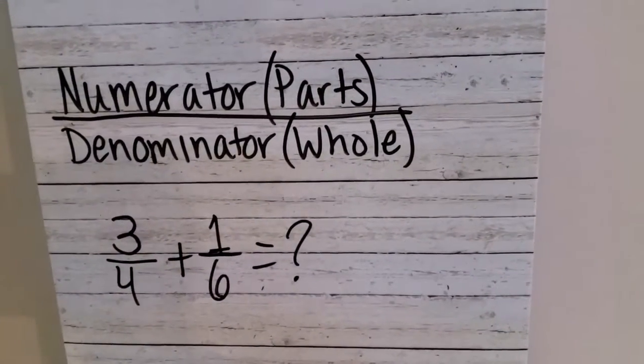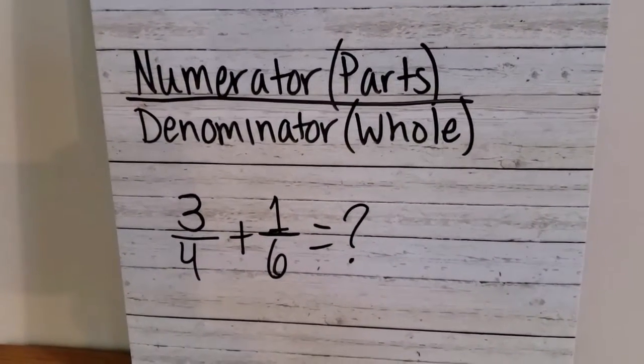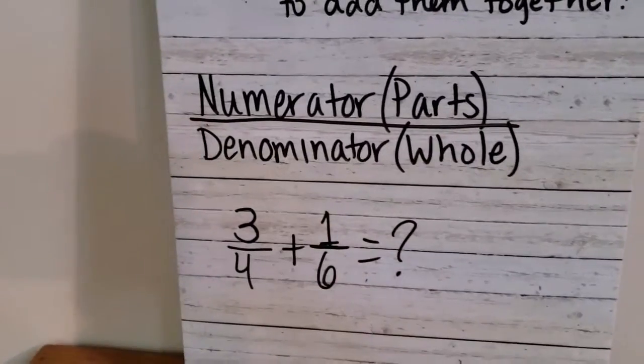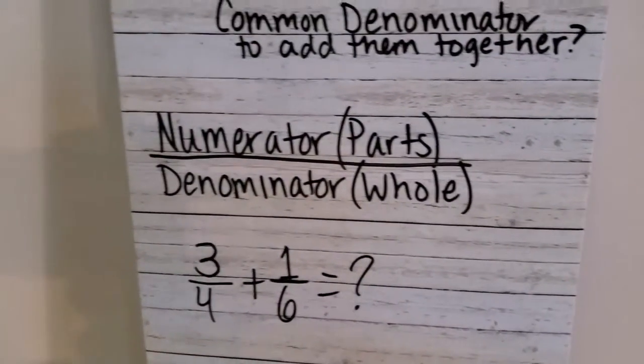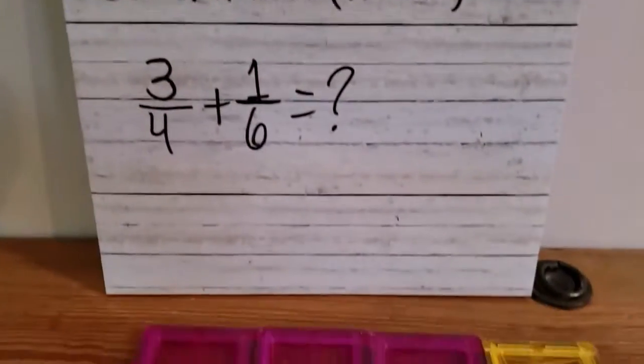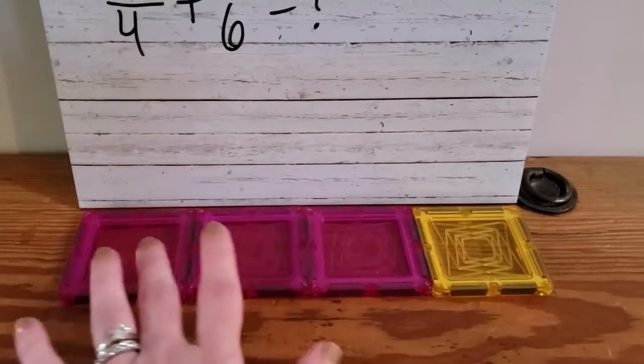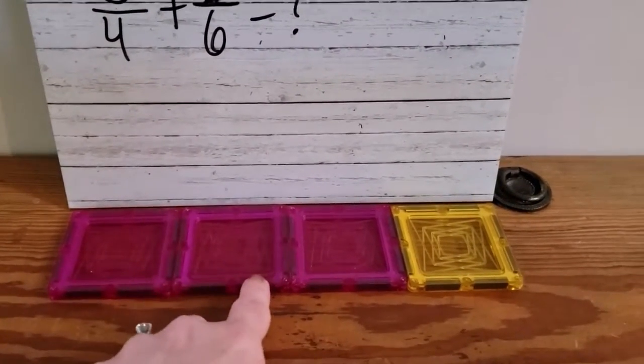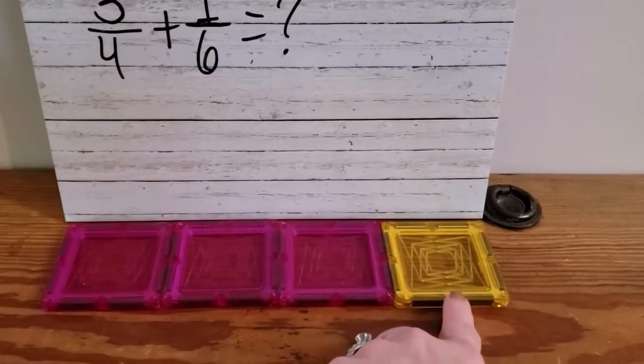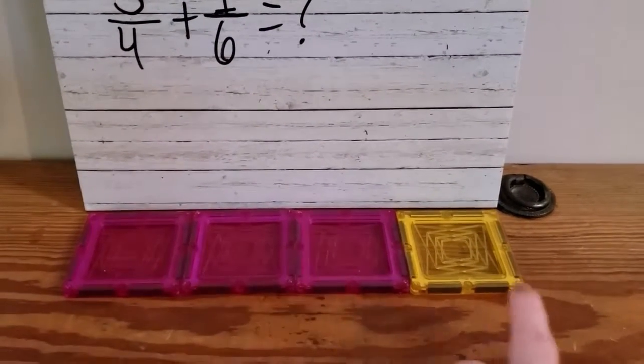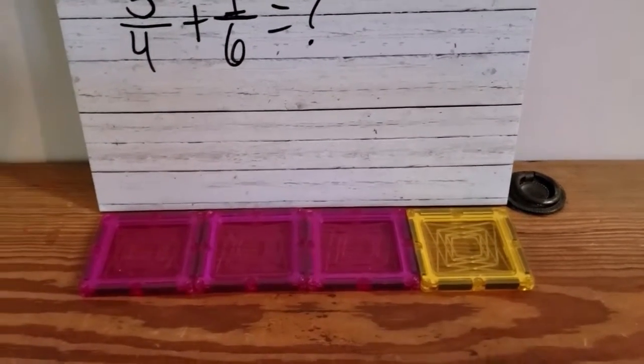We're going to start by representing 3/4 with magnetiles. You can see 1, 2, 3, 4. 3 out of 4 whole.